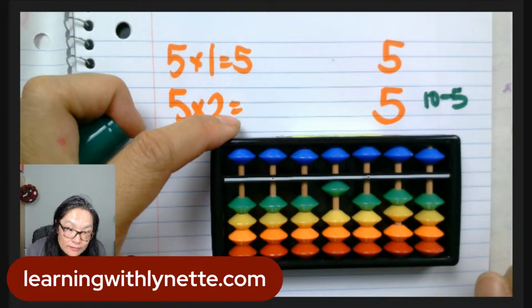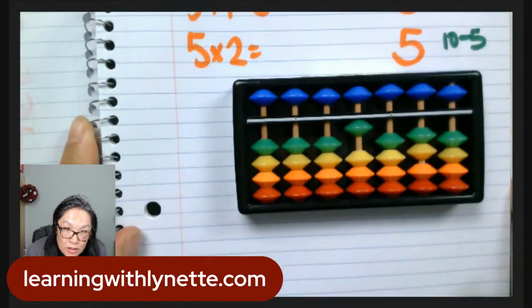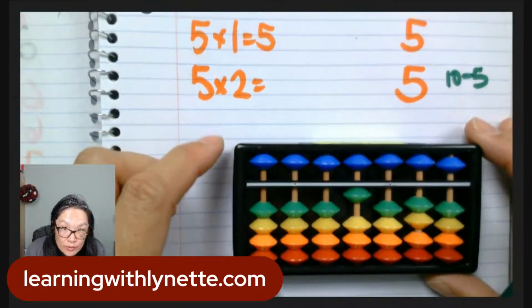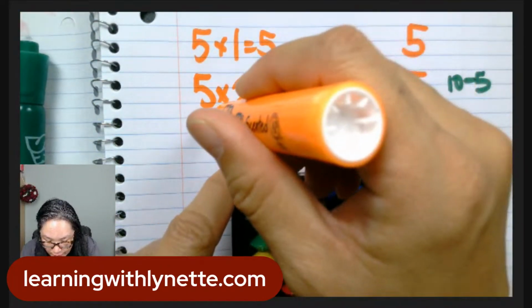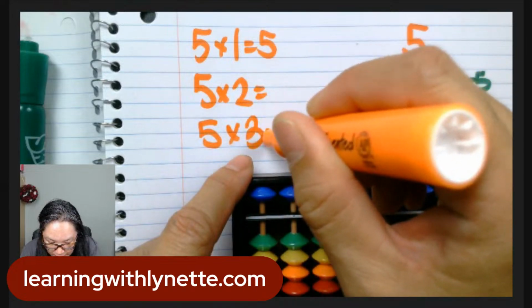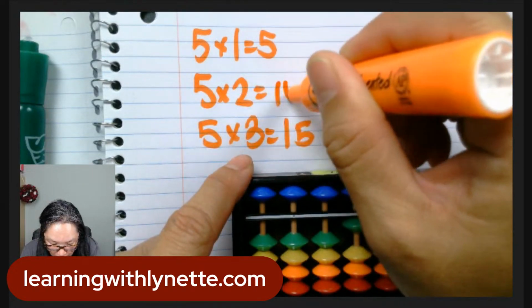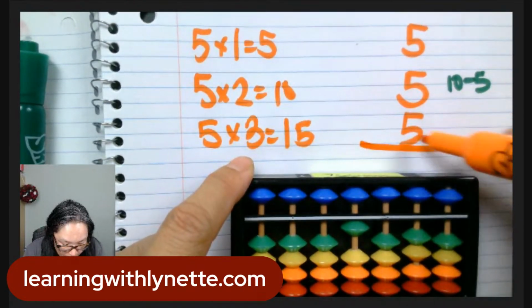Thank you, big boy. So when we do another 5, right? All we're doing is 5 times 3 is equal to 15. How do I know? Because I'm going to add another 5.